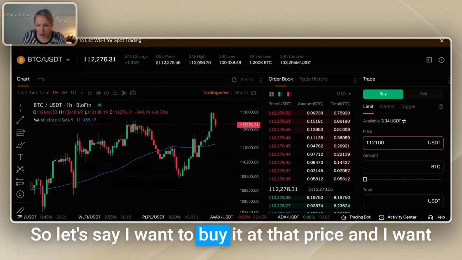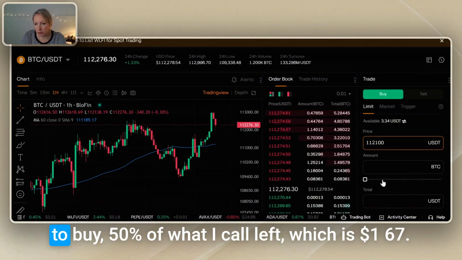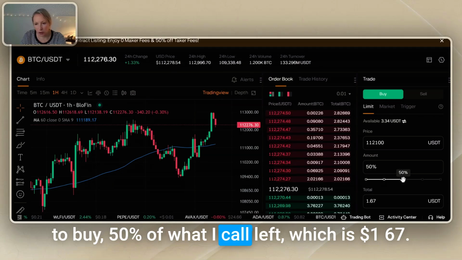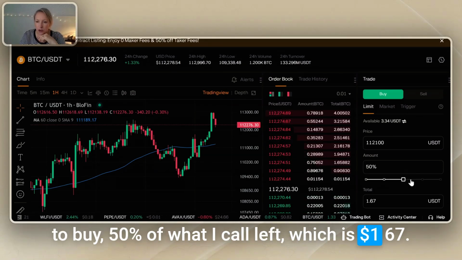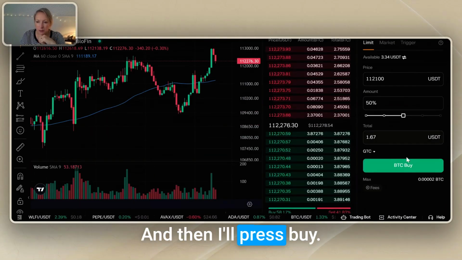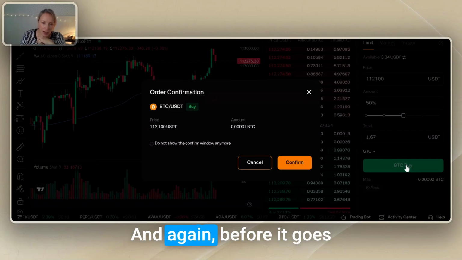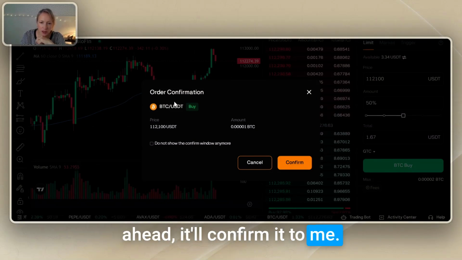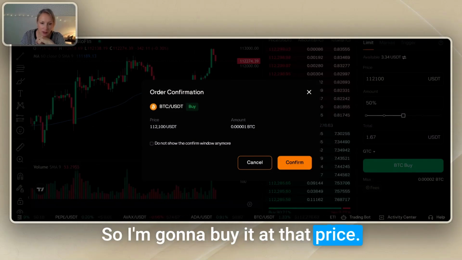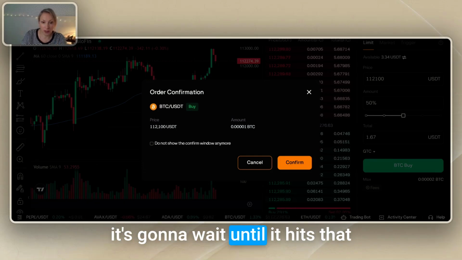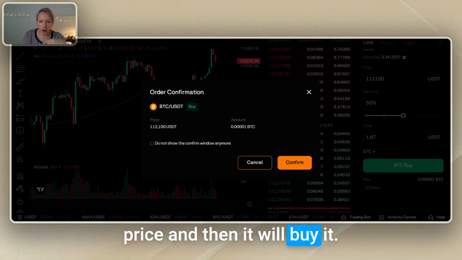So let's say I want to buy it at that price and I want to buy 50% of what I've got left, which is $1.67, and then I'll press buy. And again, before it goes ahead, it'll confirm it to me. So I'm going to buy it at that price. I'm not going to buy it right now. It's going to wait until it hits that price and then it will buy it.